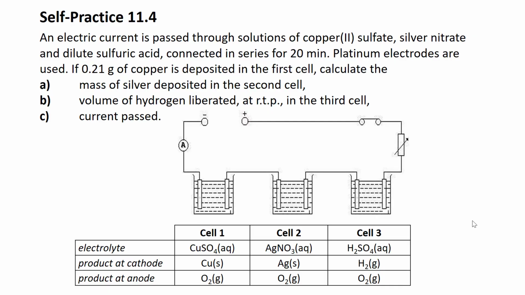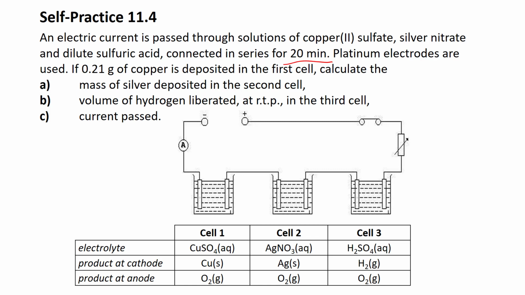Okay, let us now do self-practice 11.4. In this example, you have three electrolytic cells connected in series, and a current is being passed through it for 20 minutes. Note that when the cells are connected in series, the same amount of current passes through each of the cells.